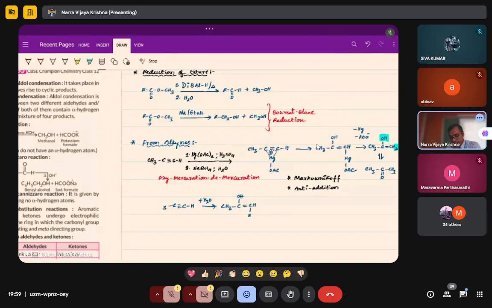Right? No, don't think much about it. Markovnikov, to that extent it is accurate.